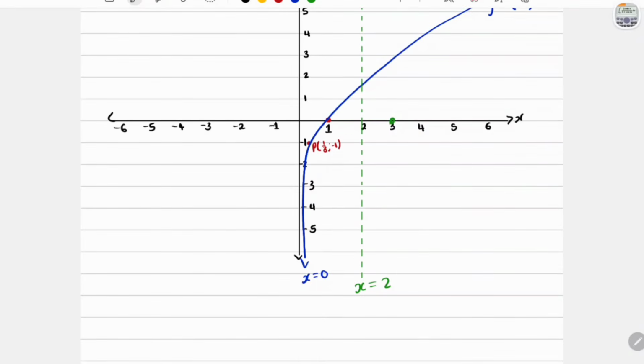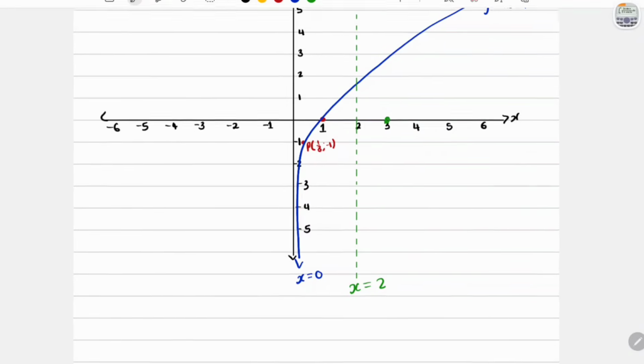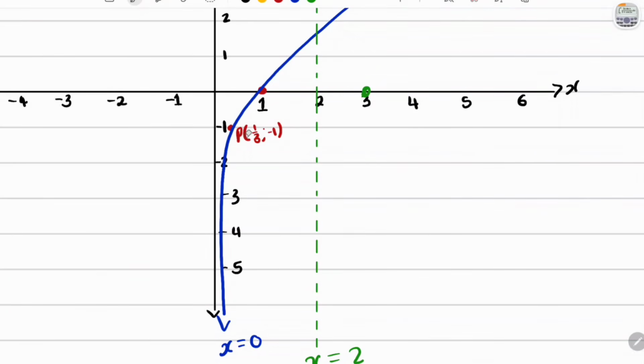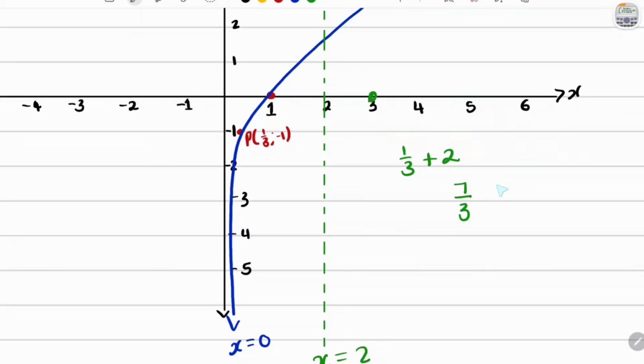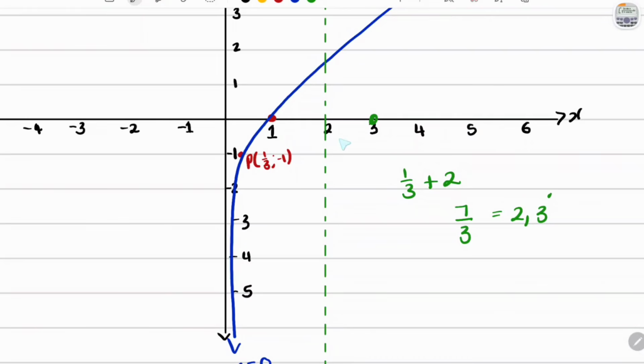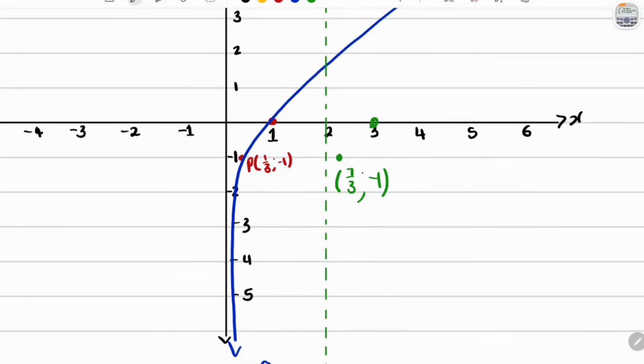This graph is green. And then we also have this point, of course, (1/3, -1). So it's moving to the right, so only the x value is going to change. It's moving to the right by 2 units. So that's 1/3 + 2, which is really just 2 times 3 is 6, plus 1 is 7. So that's 7/3. And 7/3 is about 2.3 recurring. So that is just past 2, and 0.3 recurring, so it's just right here, a third past 2 somewhere here. That is our new point there, (7/3, -1). Still the same y value.